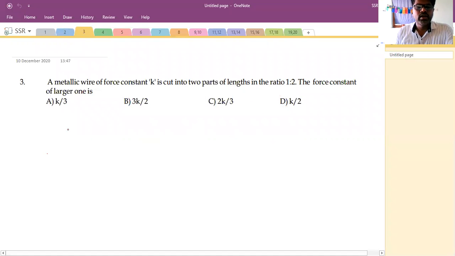A metallic wire of force constant K is cut into two parts of lengths in the ratio 1:2. Then the force constant of the larger part.